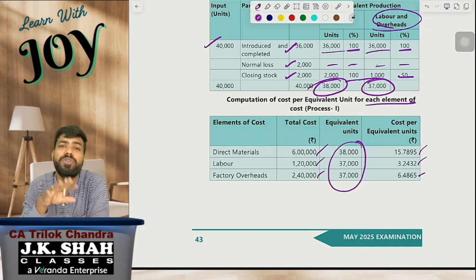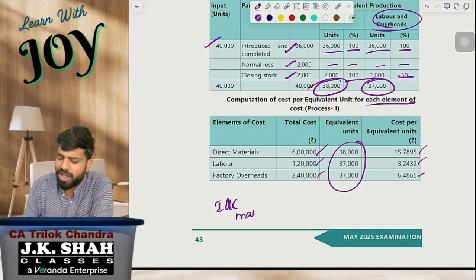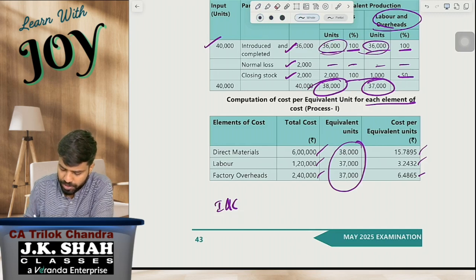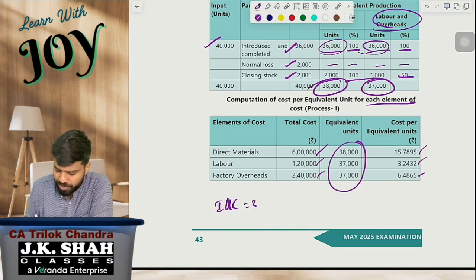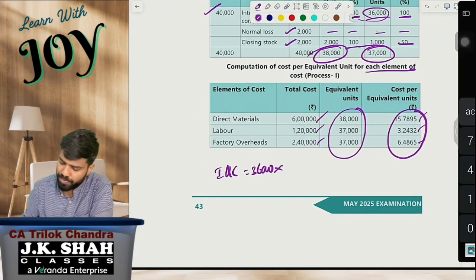It is time to apportion. How to apportion? Simple. Introduced and completed will take material, labor and overheads, all completed for 36,000 units. So introduced and completed equals 36,000 units into the total cost per equivalent unit. Have they given you the total? No. Let's make the total.